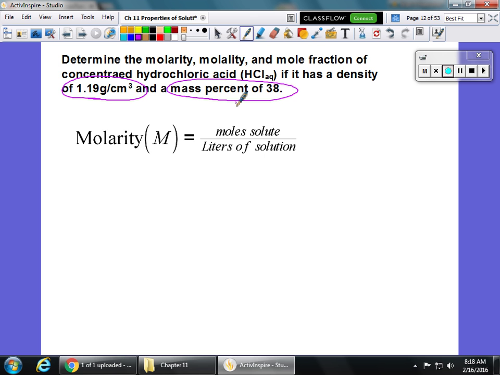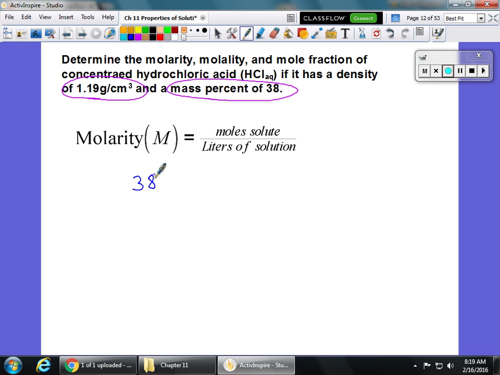Again, it's important to go into what the definitions are. If you can remember what the definitions of these concentration units are, it's going to really help you in the long run. So let's start with the molarity. We're going to be finding the moles of solute per liter of solution. So let's just set up what we have.